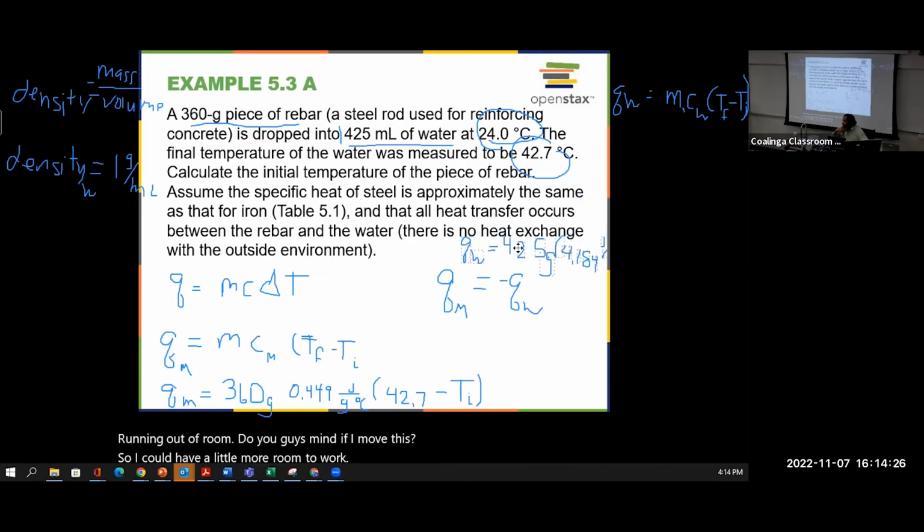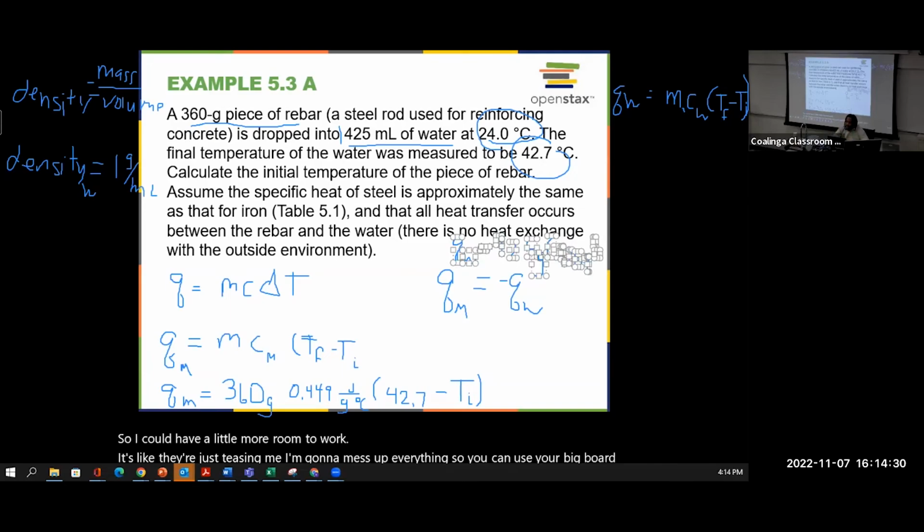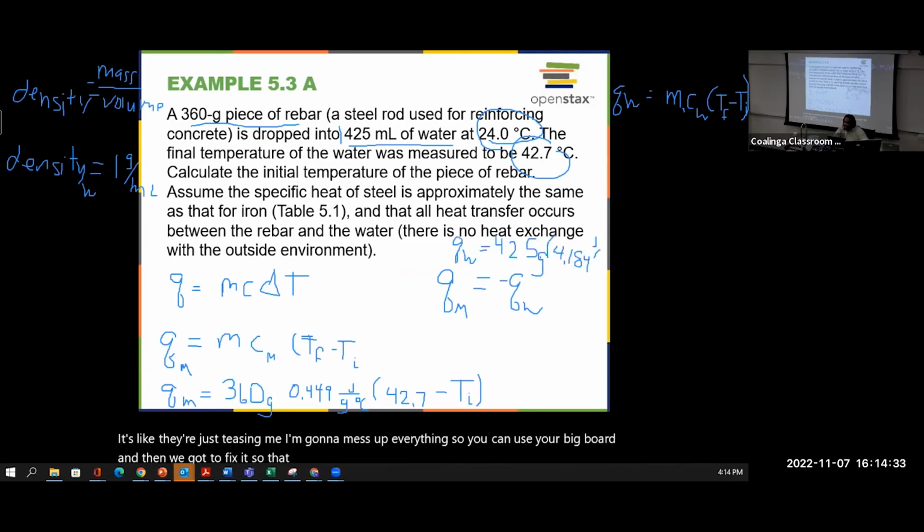You guys mind if I move this? Like I'm just teasing you. Mess up everything, so you can use your big board and then you gotta fix it so they can't use it anymore.